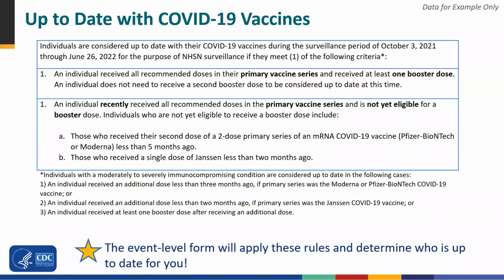And it's hard to sort through, and the definition of up to date is going to change over time. So therefore, a huge major advantage of using the PersonLevel or EventLevel form is that the EventLevel form will apply these rules for you and determine who is up to date for you. And it will determine who is up to date over time for you, because someone could be up to date 1 week and then they fall out of the 5-month range, for example, the next week, and they'll no longer be considered up to date. So therefore, this tool is really great because it will automatically do all of those calculations and tracking for you.